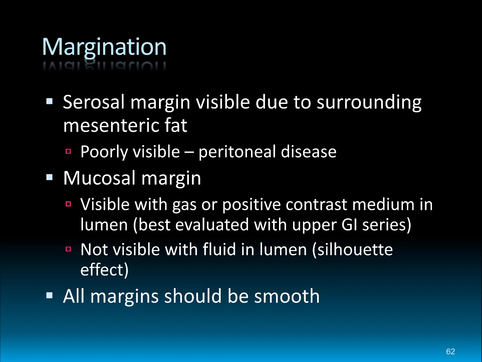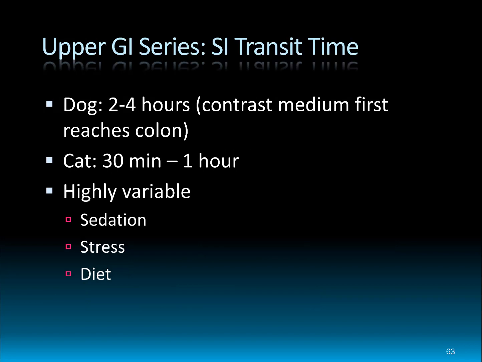The mucosal margins are variable. Like I've said before, if there's fluid in the lumen, we're not going to see the true mucosal margin. If there's gas in the lumen and no fluid, then we're going to see the mucosal margin very nicely, but we don't always know which situation it is on survey radiographs, so an upper GI series is going to be a lot more useful for assessing the mucosal edges. And all edges that you see really should be smooth. There's no excuse for irregularity. That would be abnormal.